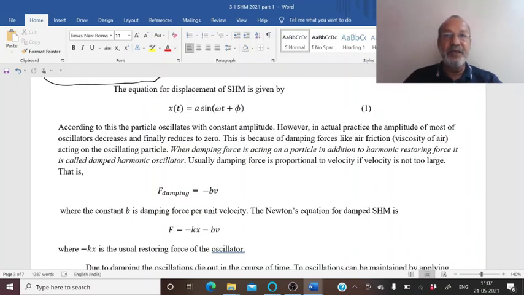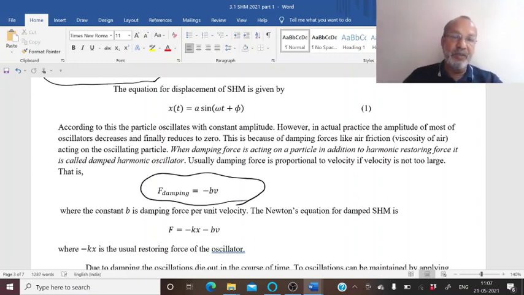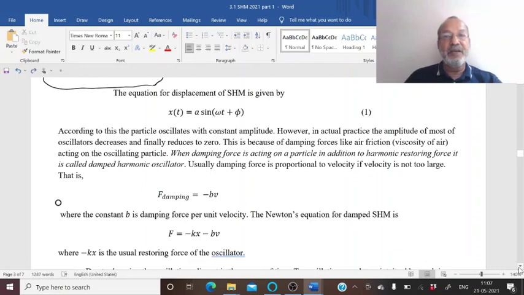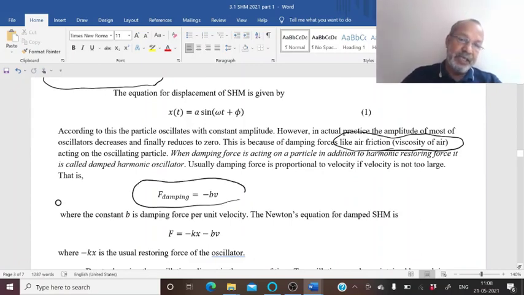So oscillations will die out due to this damping force, like air friction, which is due to the viscosity of air. This damping force is found to be proportional to the velocity. So the damping force is against the velocity and proportional to velocity. That is why this negative sign comes here.